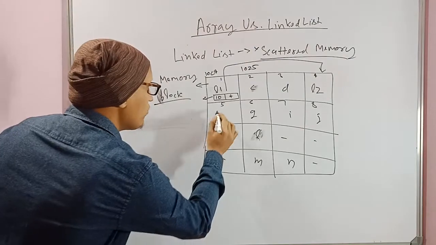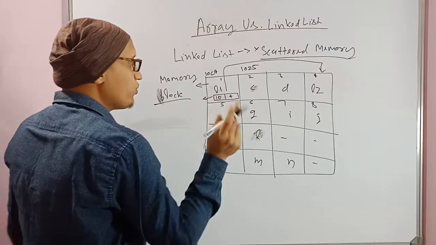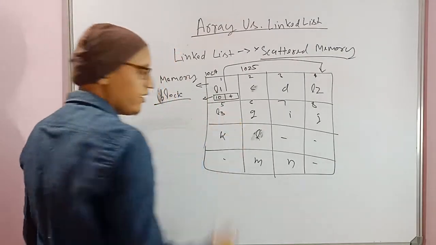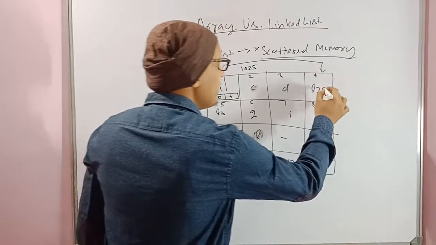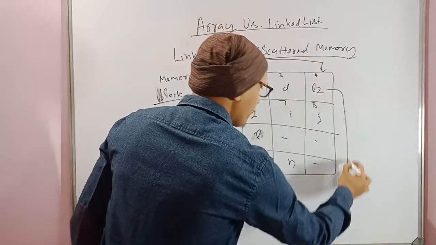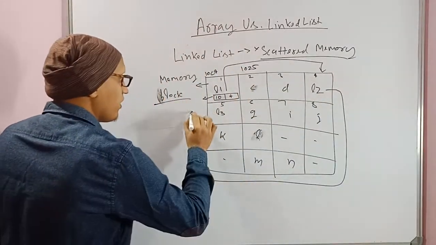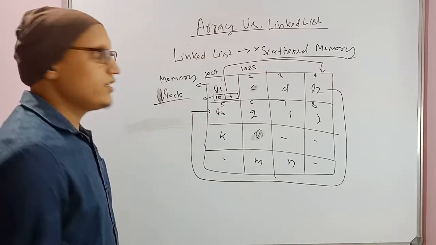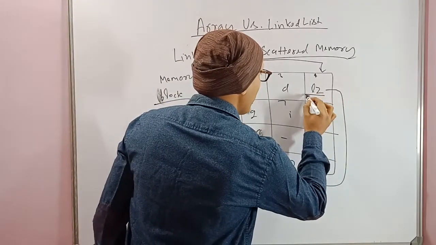Now again, this one is also free. If I want to store L3 data, that means this L2 is pointing to this L3. How? Again, the same way.